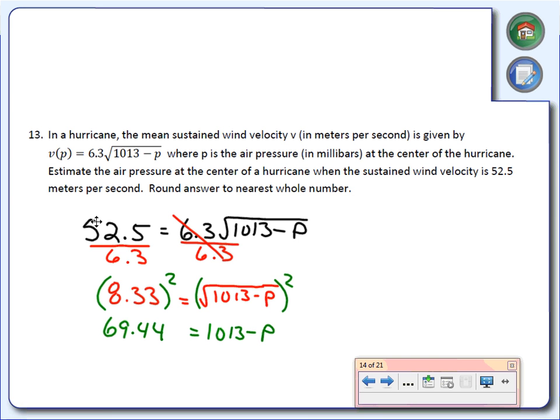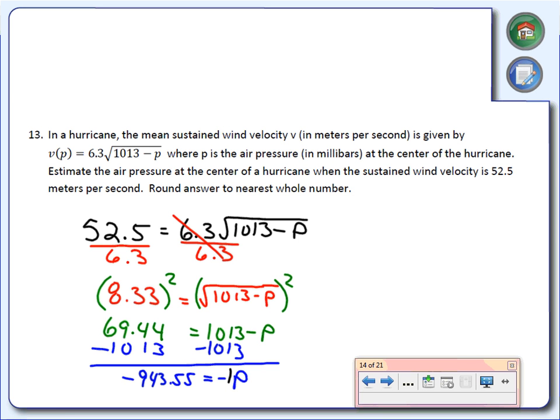Again, keep that big number in there. The next thing we're going to do is subtract that 1013. So just hit the minus sign. And again, you should see ANS pop up. That's the answer. And we're going to subtract 1013, which is negative 943.556, whatever.